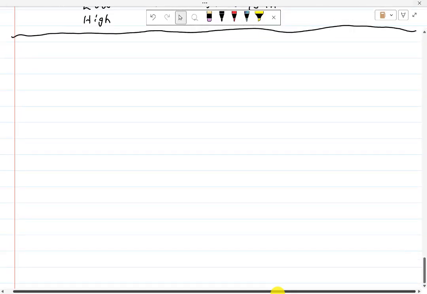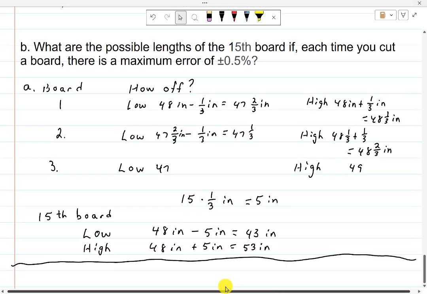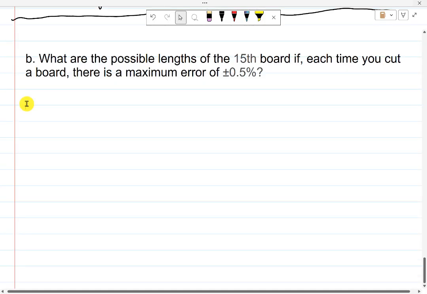Part B, let me recall it. Actually, let me come back here and grab part B. Now this time the error is given in terms of percentage. This is different because in the previous part A, you always cut off or added the same exact amount every time. But if the error is related to the length of the board, then as the board is shorter, the error is smaller. When the board is bigger, the error is bigger.